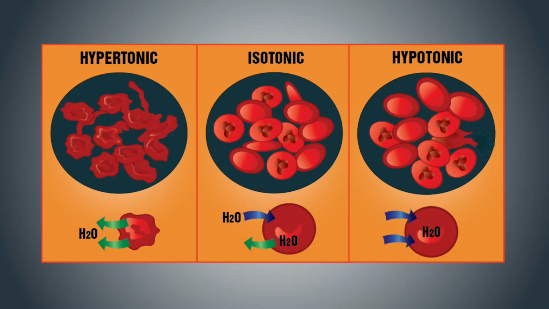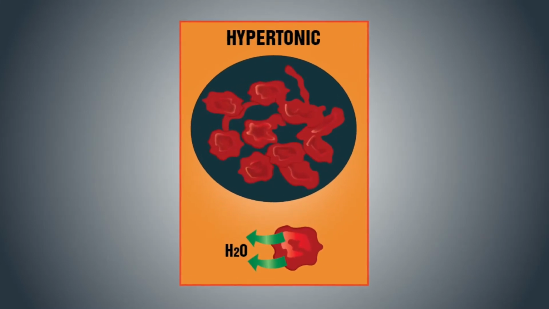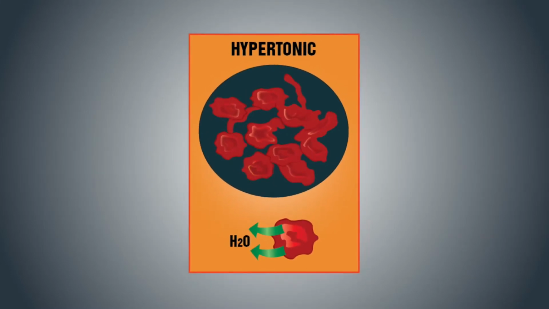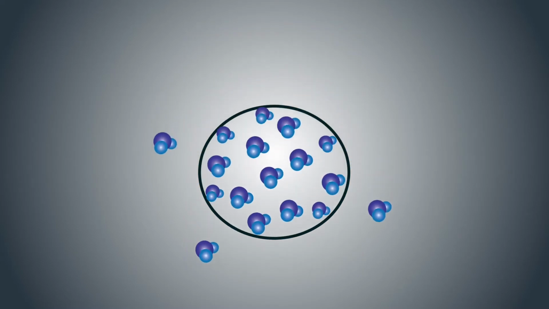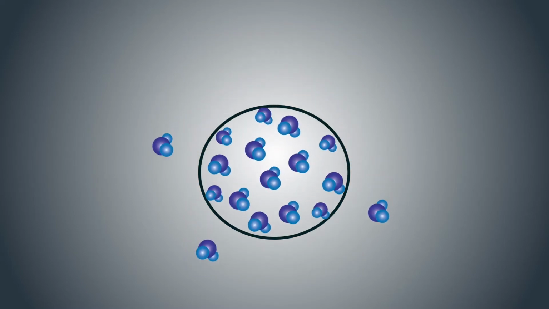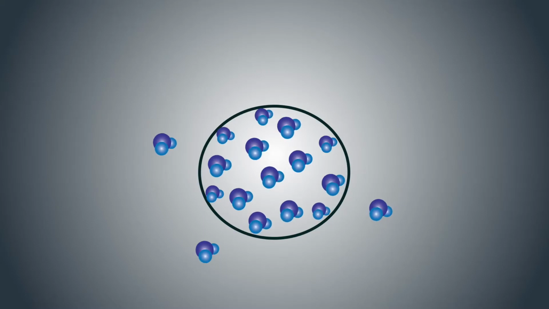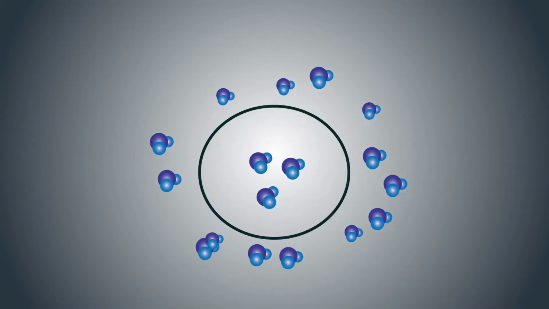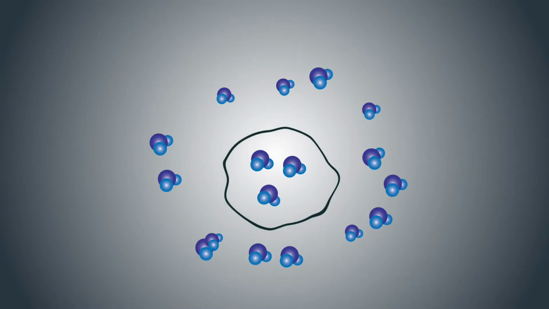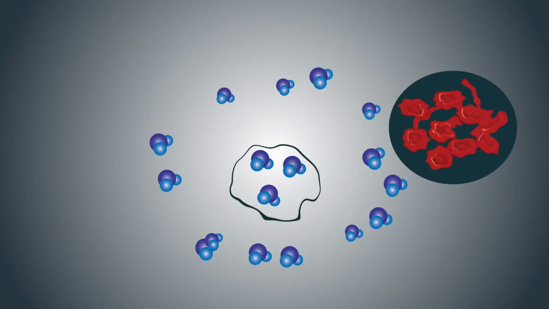What will happen if we put an animal cell into a solution of sugar or salt in water? One of the following three things could happen. Hypertonic solution. If the medium has a lower concentration of water than the cell, meaning that it is a very concentrated solution, the cell will lose water by osmosis. As a result, water leaves the cell and the cell shrinks.